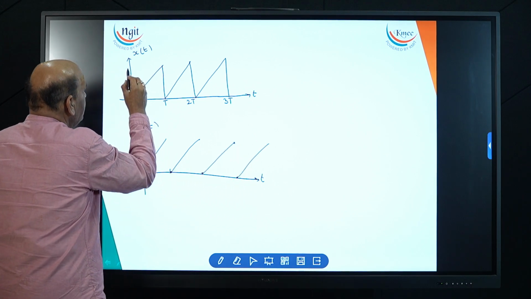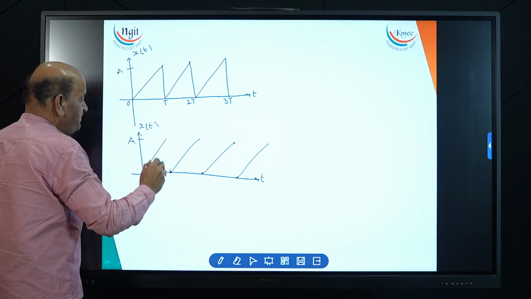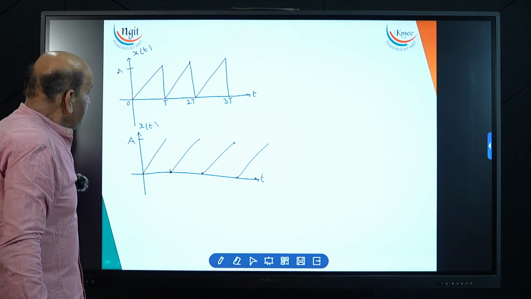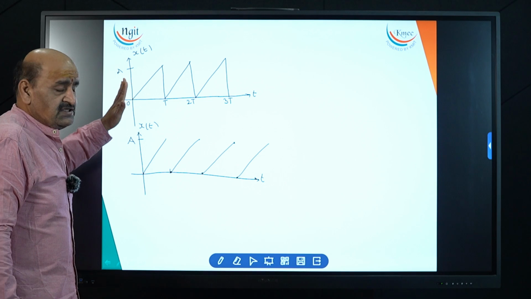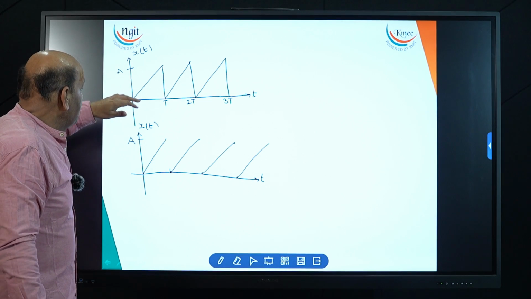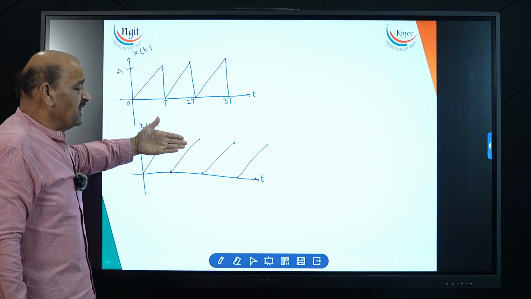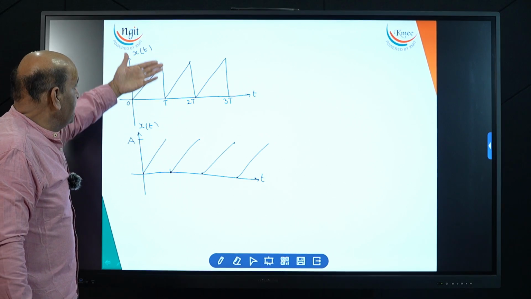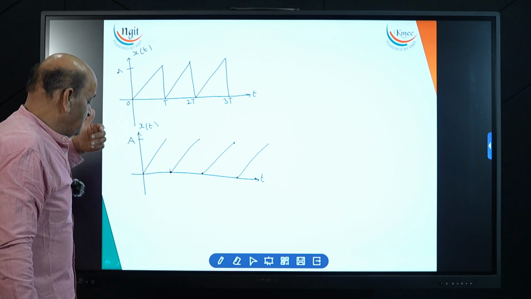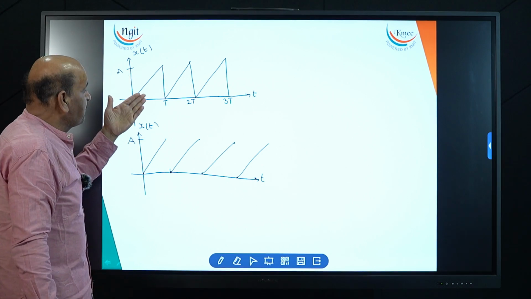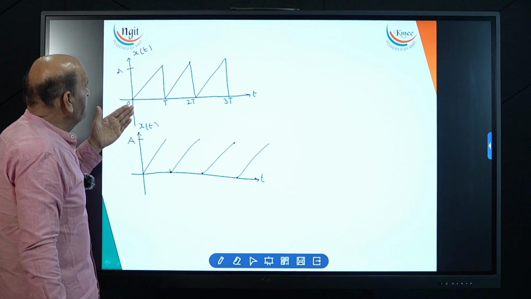Now just look here, amplitude is A. Here also amplitude is equal to A. These two waveforms are the same. Students should concentrate on this point. This is a sawtooth waveform. This is also called a sawtooth waveform. Now just look, these two are the same. How can you come to this one?